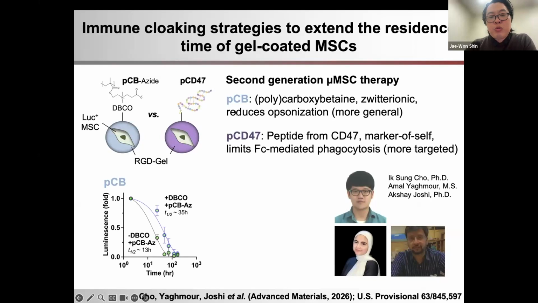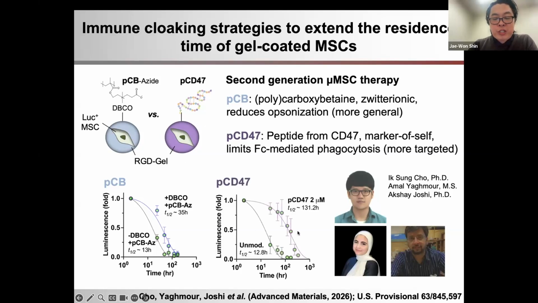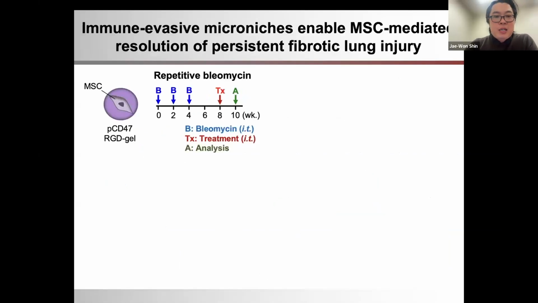But we wanted to do better than that, and we introduced the peptide coming from CD47, which is a natural protein that is expressed by pretty much all types of cells. They act as a marker of self, and so they limit the phagocytosis process by activating their counter receptor called SIRP-alpha. And grafting this peptide onto the gel actually resulted in substantial improvement in the residence time. So, this proves to be useful in an animal model where scar formation is more permanent.